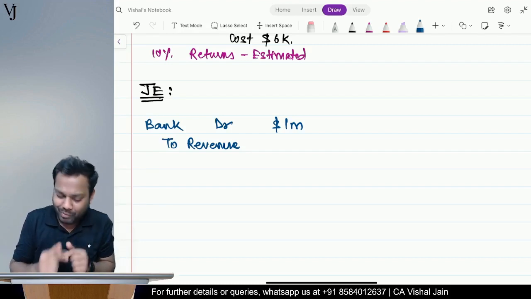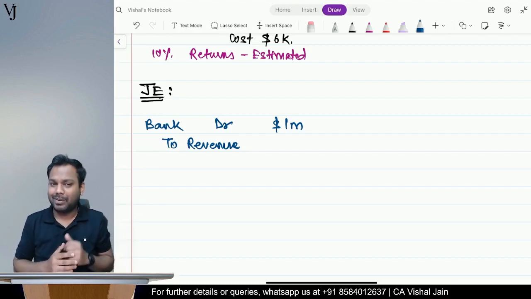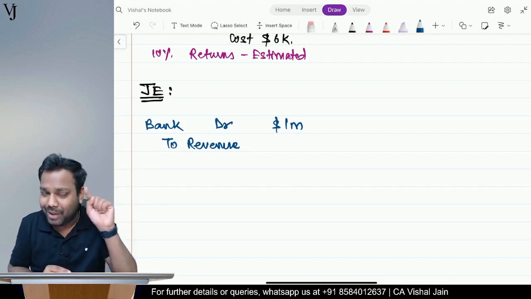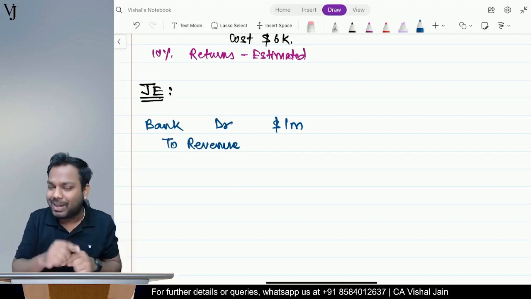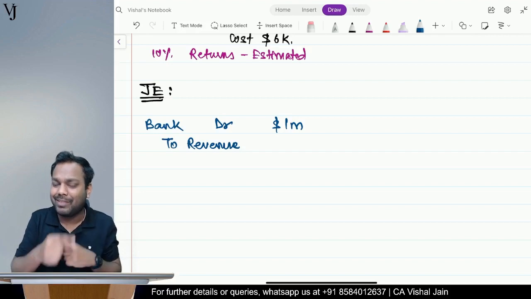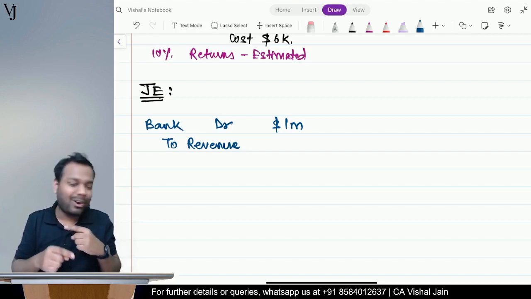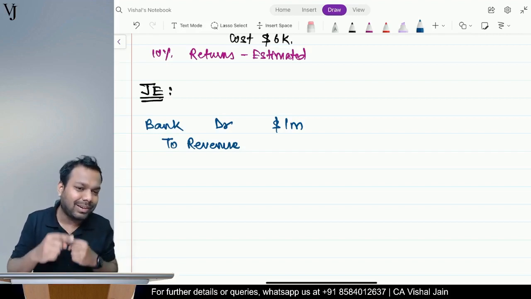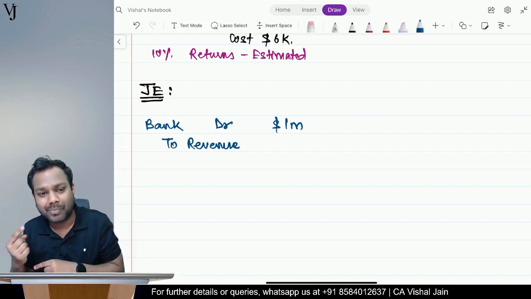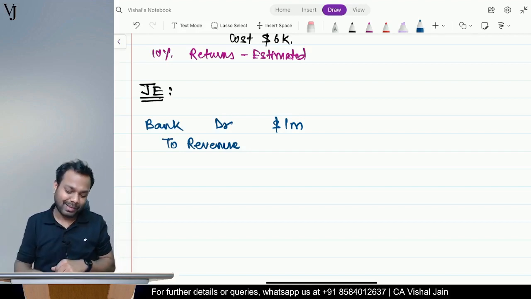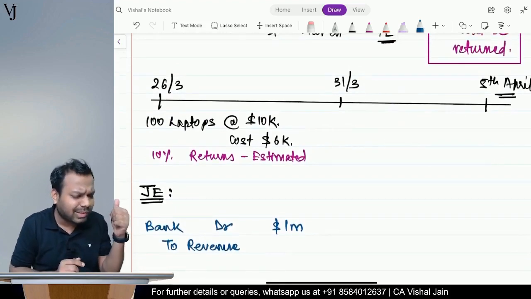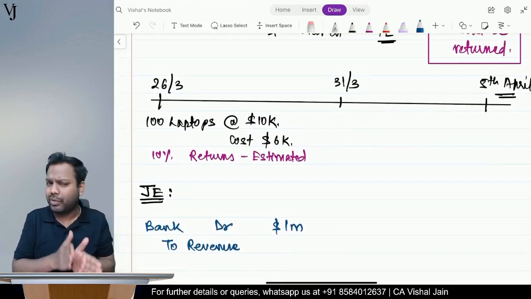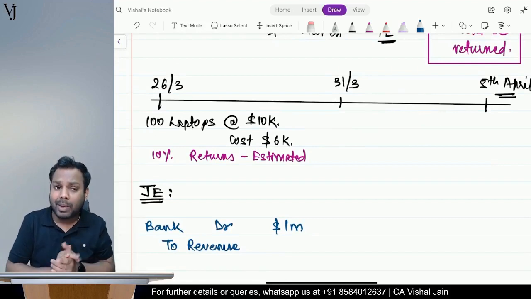Now tell me, which concept is being applied here? Variable consideration, right? If the consideration is variable, recognize the revenue only if it will not be reversed when the uncertainties attached are resolved, right? Though the consideration is not variable here, the same logic applies here.